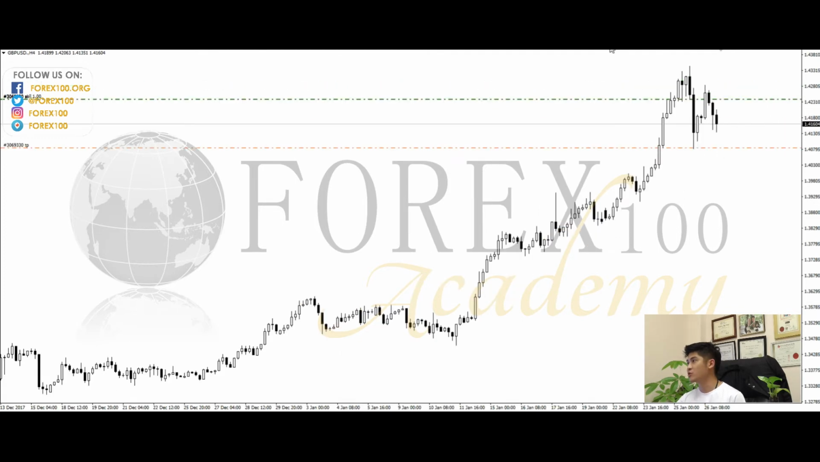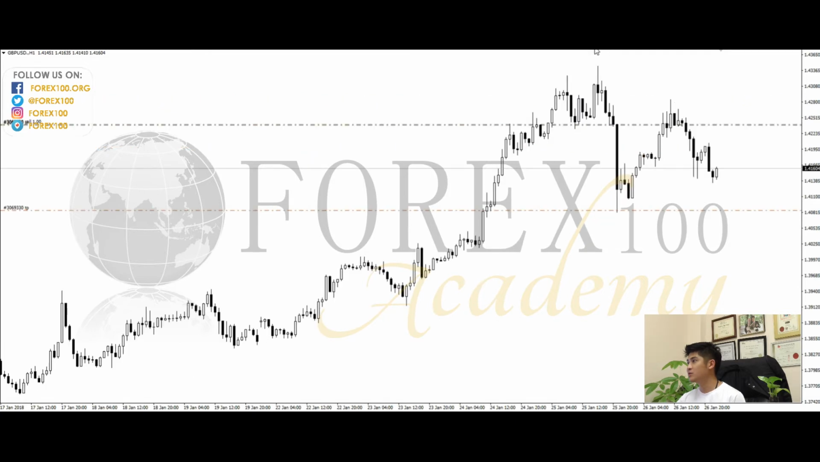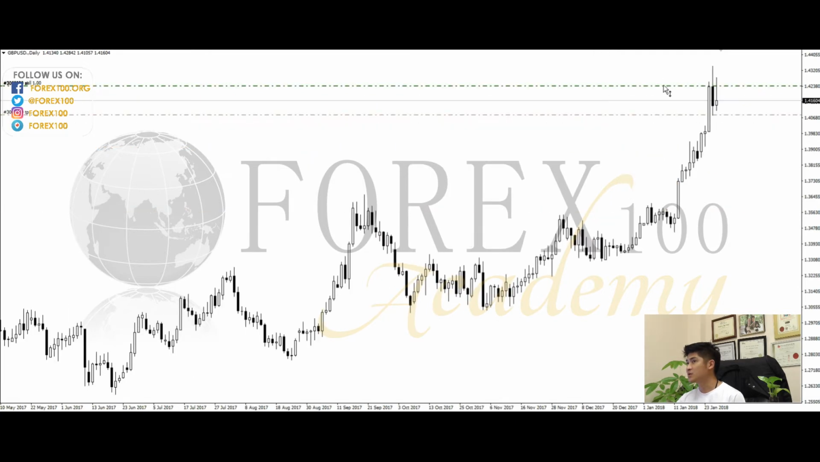If we move down to a lower time frame, you can see that the stop loss and the entry price are the same price, and that allows me to attain a risk-free trade. Meaning to say that even if the trade went south, there's no risk involved in this, and my final take profit is at this price over here, which is 1.4085.